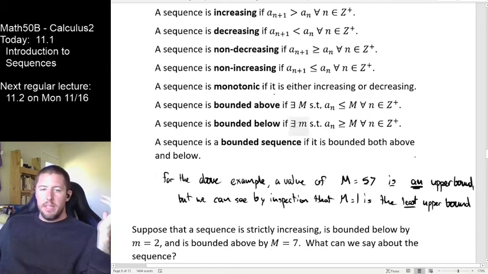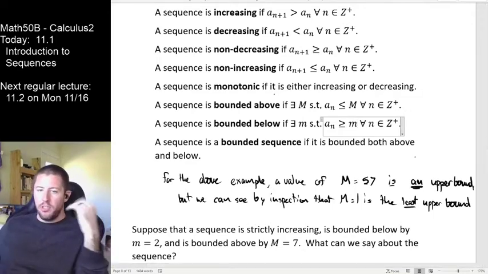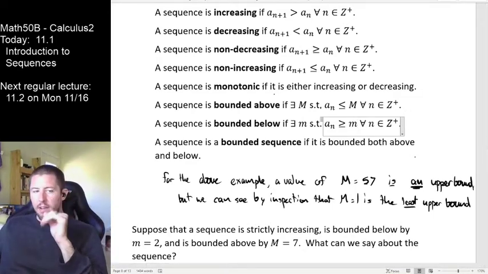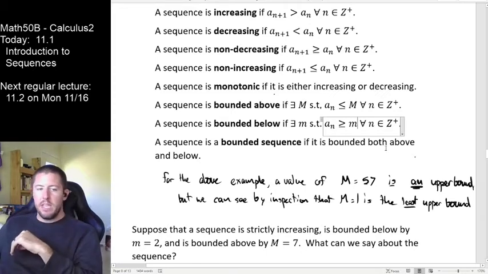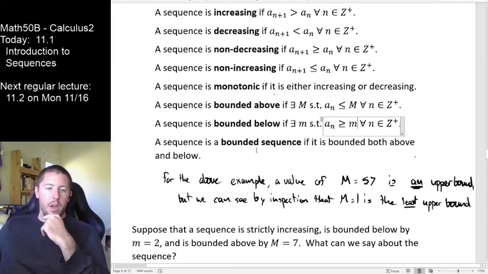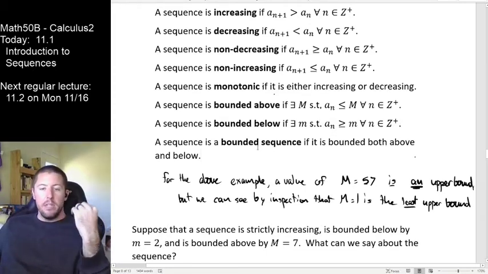So bounded below, same statement. If there exists a lowercase m such that all the terms in the sequence are bigger than lowercase m, for all the terms in the sequence. This isn't like a go out far enough thing. This just says all the terms in the sequence are bounded above or below by this value. We say that a sequence is a bounded sequence if it is both bounded above and below.